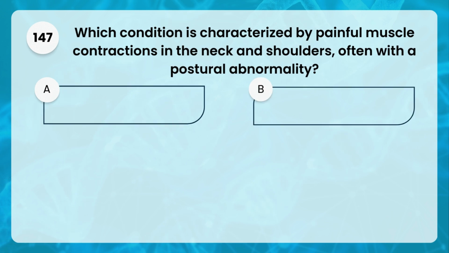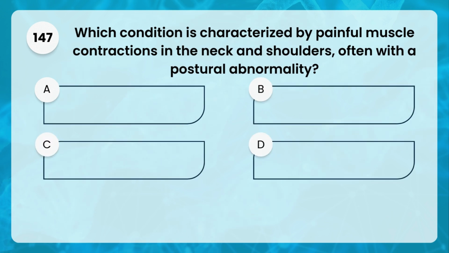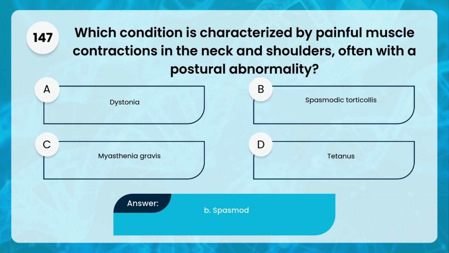147. Which condition is characterized by painful muscle contractions in the neck and shoulders, often with a postural abnormality? A. Dystonia. B. Spasmodic torticollis. C. Myasthenia gravis. D. Tetanus. The answer is B. Spasmodic torticollis.